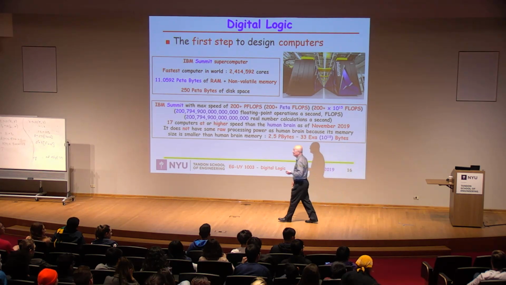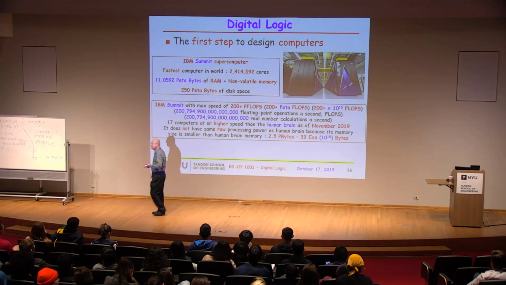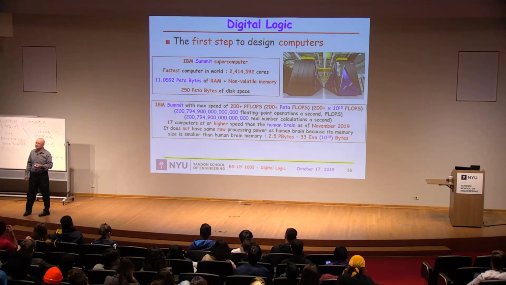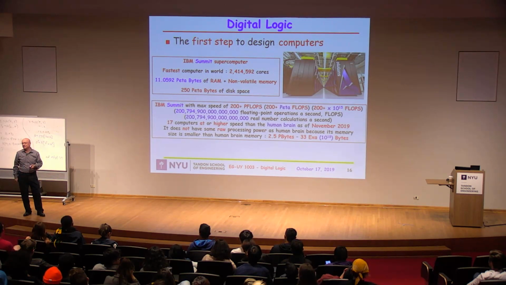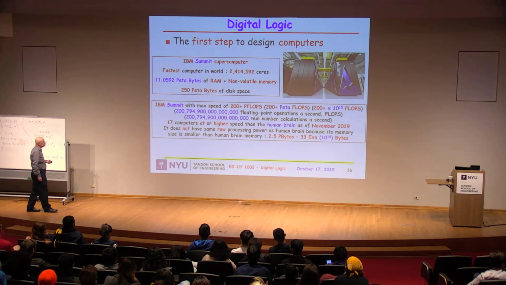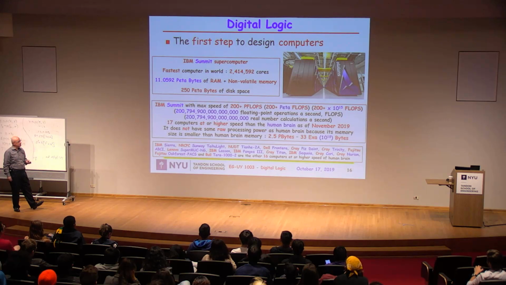Okay. So the human brain speed, 20 petaflops. And today's computers, there are 17 of them faster than this, but eventually your laptop will be faster than your brain. Your cell phone will be faster than your brain. So these are the others that are faster than the human brain.